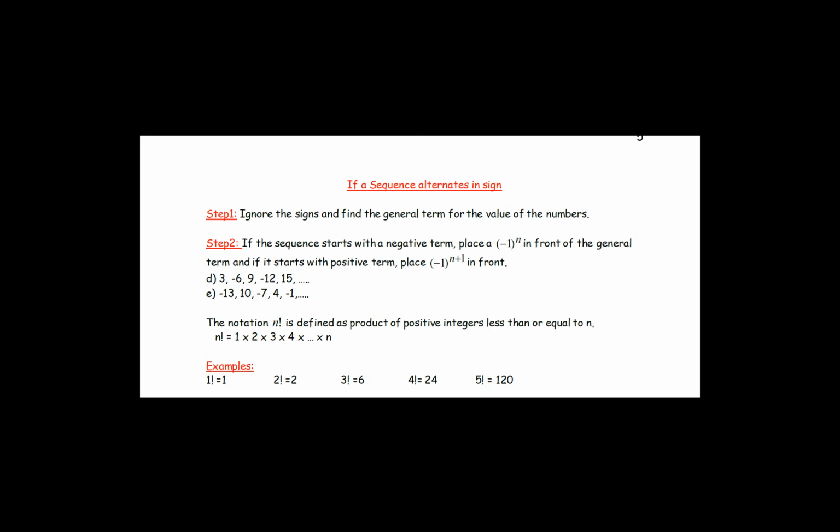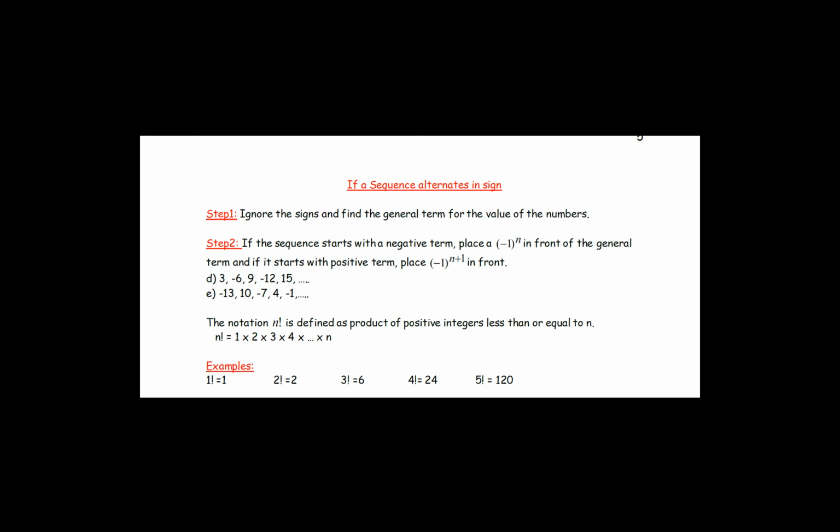Another notation that you'd be seeing would be n factorial, which is 1 times 2 times 3 times 4, and it keeps going until you reach times the nth term. For example, 2 factorial would equal 2 because 1 times 2. 3 factorial, which is 1 times 2 times 3, would equal 6. And 4 factorial, which is 1 times 2 times 3 times 4, would equal 24, and so on.